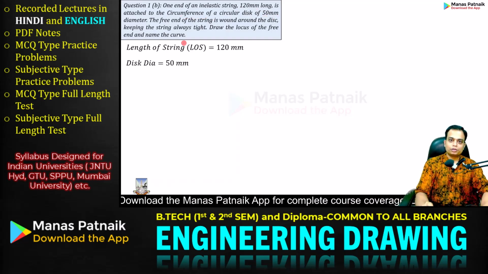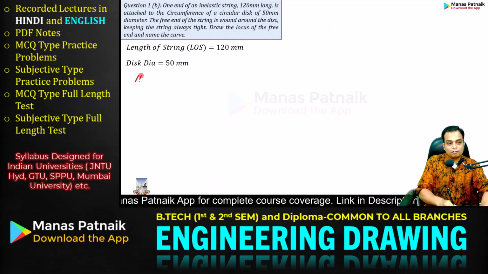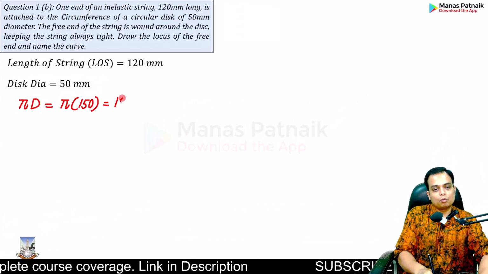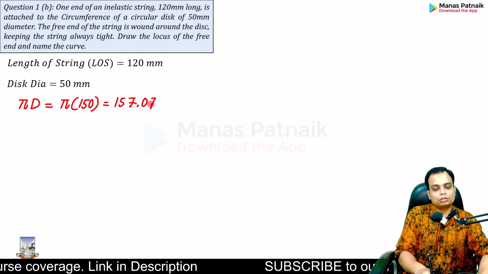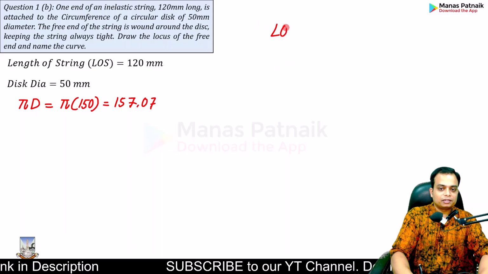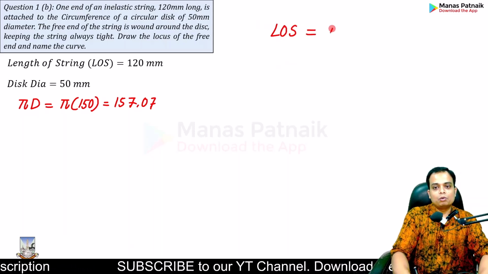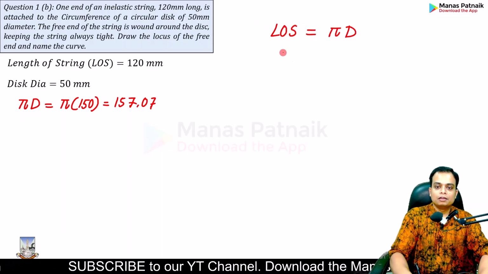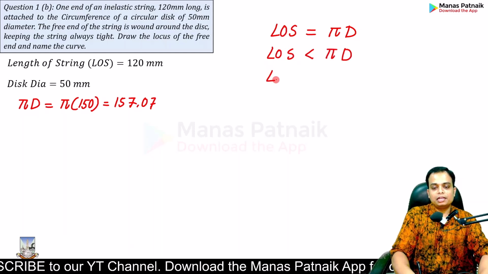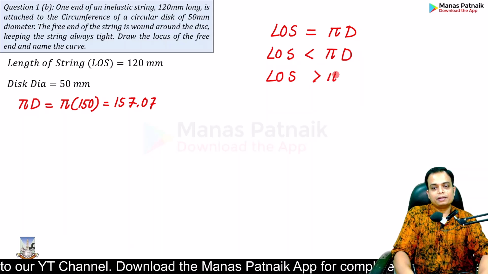Whenever you solve questions or make drawings based on involute, always calculate pi d, which in this case, pi into 150, works out as 157.07. Please make a check, use a calculator. Then compare whether the length of string is equal to pi d, less than pi d, or greater than pi d.